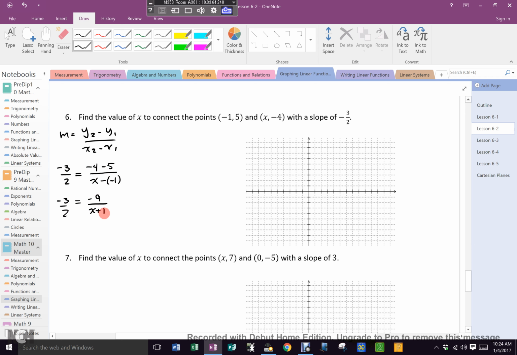Right? Is everyone still okay there? Now, how do I solve that? Same way I solve every fraction algebra question. Cross multiply. Negative 3x minus 3 equals negative 18. Right? Negative 3x equals negative 15, x equals 5. Everybody cool? And there's our x, so what do I get to write there?